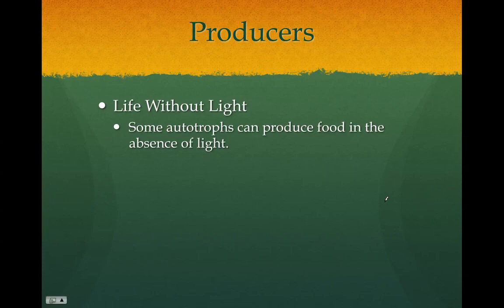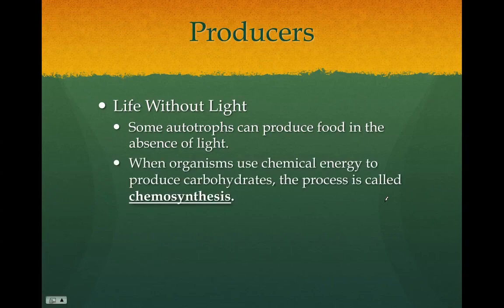And so some autotrophs can produce food in the absence of light, and this process is called chemosynthesis. Organisms use chemical energy, like in that diamond mine, to produce carbohydrates. So it takes chemical energy in order to form these complex organic molecules called carbohydrates. And this process is called chemosynthesis.